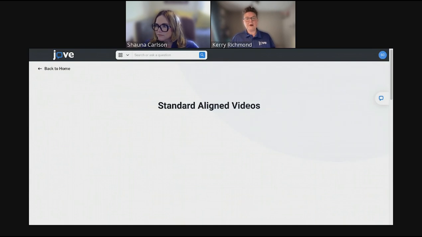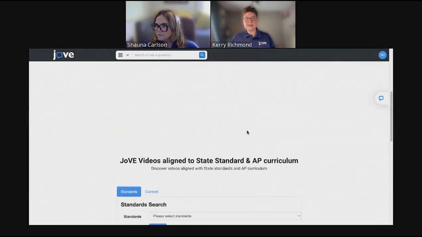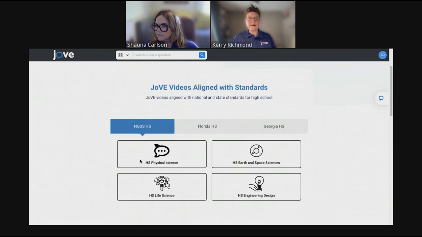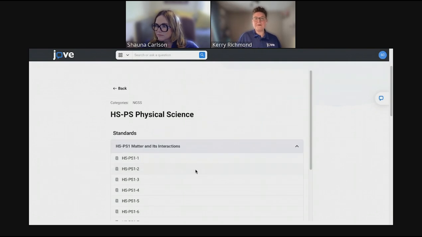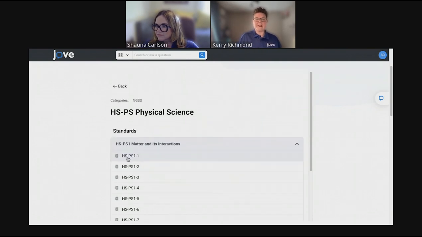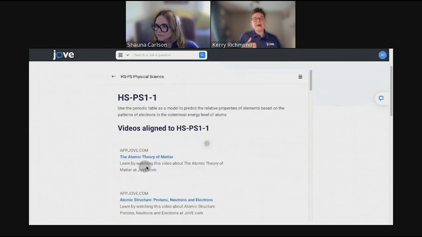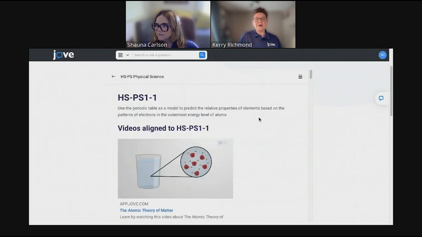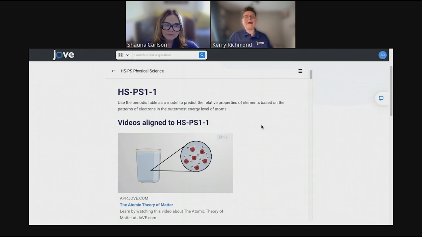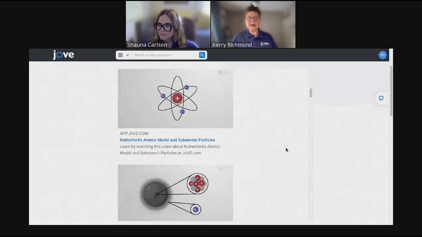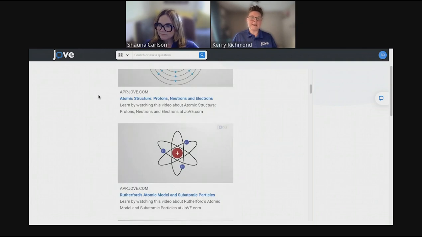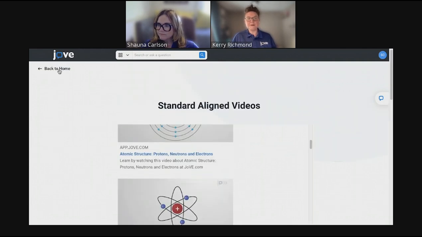And then for the standard aligned videos, you can see here that we have high school physical science, high school earth and space, high school life, and high school engineering design for NGSS. And if you just click into those, you can see that those standards are there for you. And what the standard will then show you is the videos that are actually aligned to that standard so that you can put those into your lesson. And you can actually create playlists as well from those.